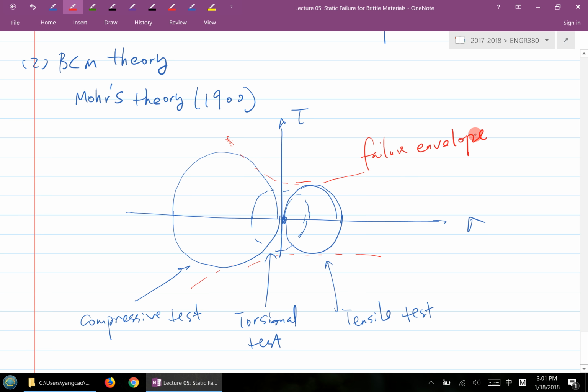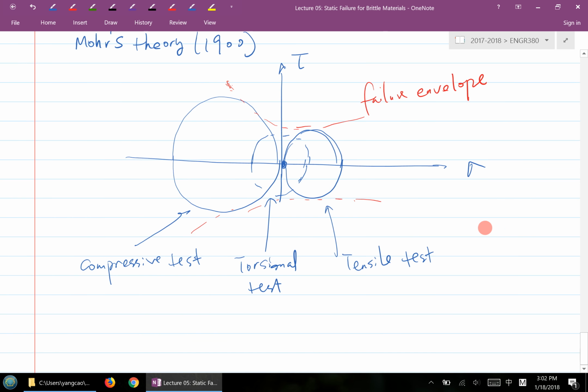You could do a curve fitting or whatever, basically coming up with some sort of failure envelope here. Essentially what it means is, whenever you have a Mohr circle within this envelope, then it's safe. If you have a Mohr circle representing certain loading conditions that's outside this envelope, then it's unsafe. So that's the idea here, to create a failure envelope based on the three different tests, where within this envelope is safe and outside the envelope is unsafe. That's Mohr's theory.